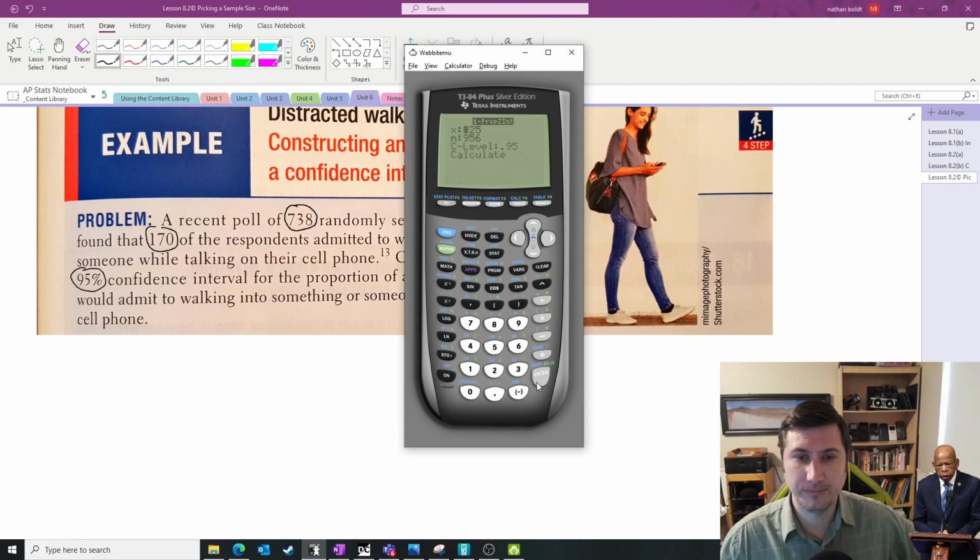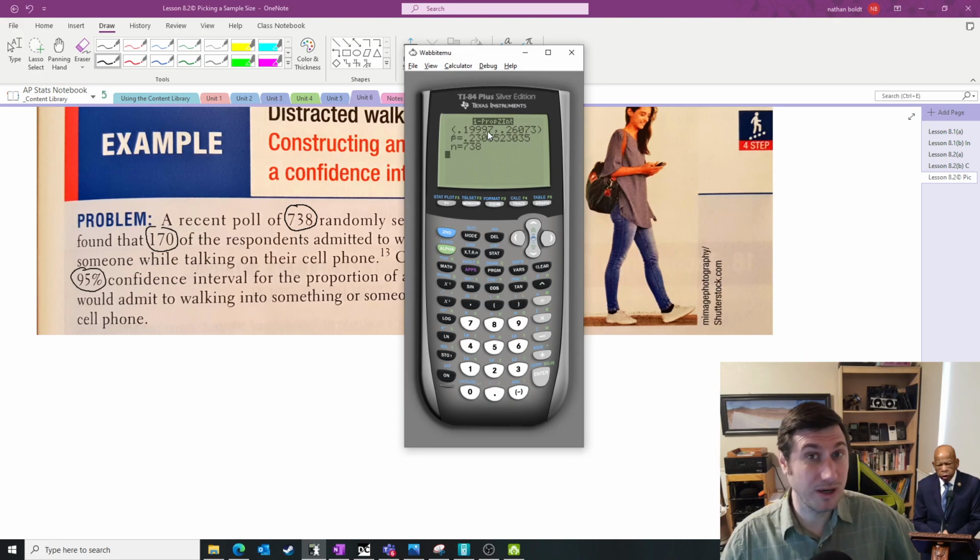So you hit enter. And so the things you have to type in, first, the X right here is the number of successes. We have 170. All right, it's not a proportion, it's not a percent, it's the actual number of successes. The sample size, in this case, is 738. That's what N is. Confidence level, we want a 95% confidence level. It will do all the calculations for you. Calculate.